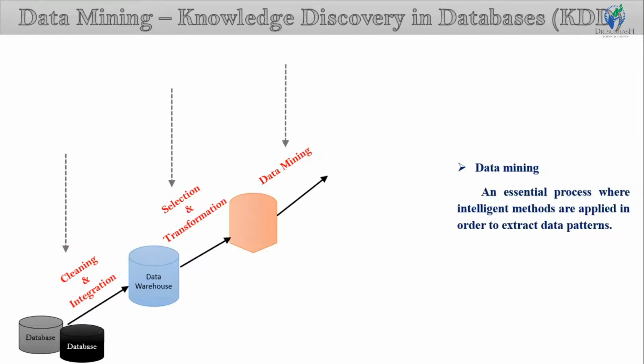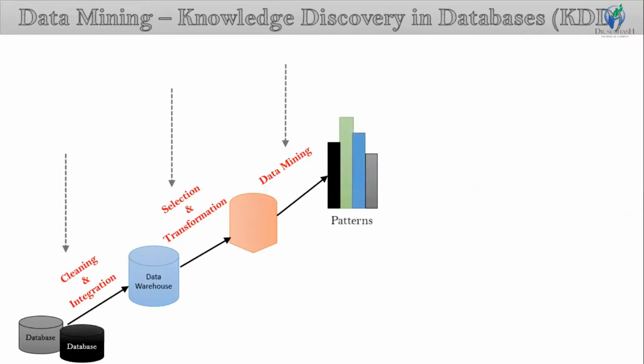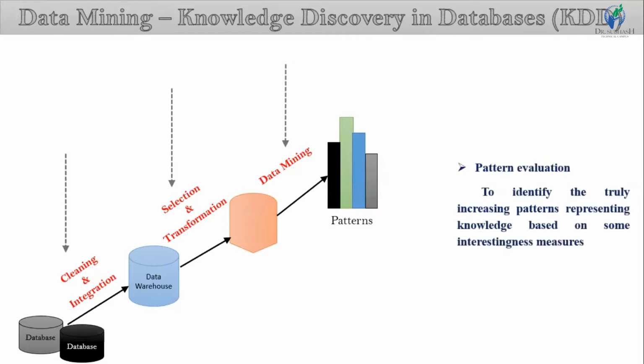It transforms task-relevant data into patterns. It decides the purpose of the model using classification or characterization. So this is how the data mining process works. Now, based on data mining, we evaluate patterns. In pattern evaluation, we identify the truly interesting patterns representing knowledge based on some interestingness measures.